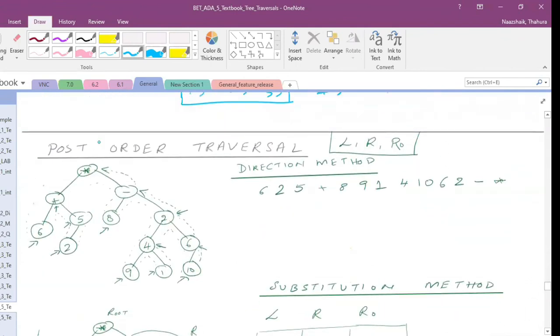The naming convention, pre, in, post, is all based on the position of the root. Post means the root is at the last. So it is left, right, and root. Direction method, let's apply this.